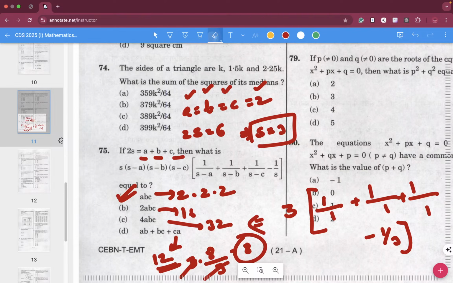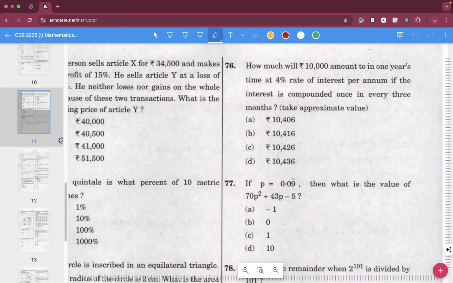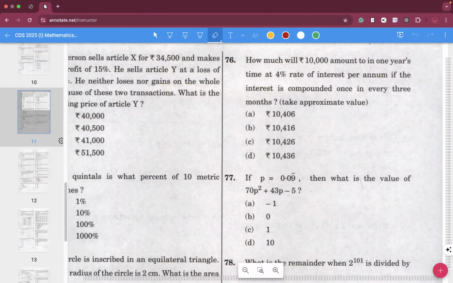Right, so now we'll move to the next question. Question number 76.